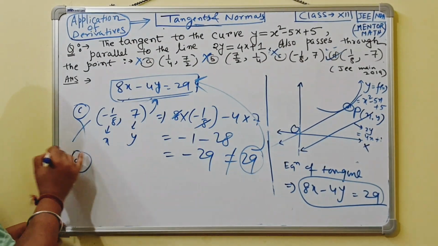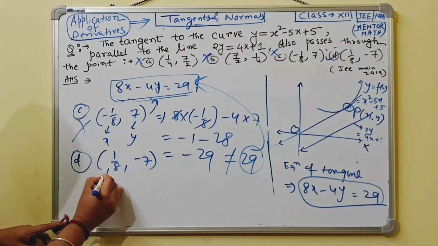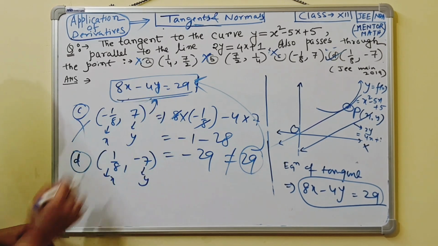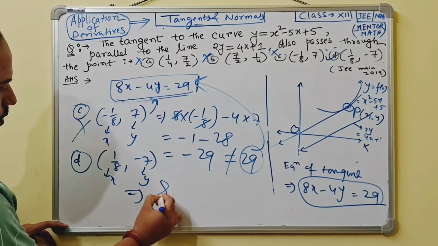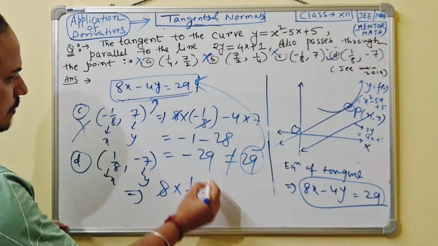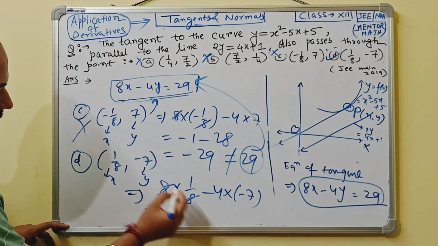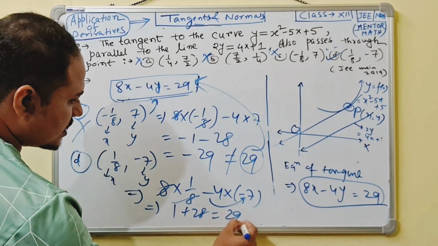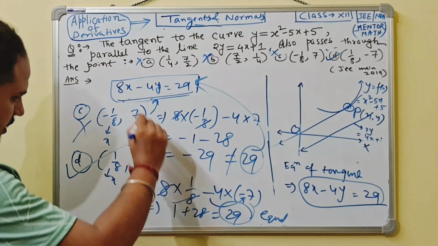So comes to your option number D, that is (1 by 8, minus 7). That means x replaced by 1 by 8 and y replaced by minus 7. So here you can substitute 8 into 1 by 8 minus 4 into minus 7. That means 8 cancels, 1 plus 28, which is equal to 29. So clearly both are equal to 29. So that's why this option is correct.